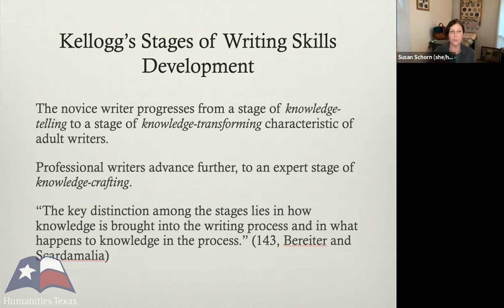So Bereiter and Scardamalia are these two earlier psychologists here, but I liked it the way that they talked about the three stages. They talk about the key distinction among the stages lies in how knowledge is brought into the writing process and in what happens to knowledge in the process. So this is an important point. It's not just that the writing looks different or better for each of the three stages. What's really different for what's going on in the writer's brain is the way knowledge is being handled and developed by the writer, right? That's what really changes for writers.